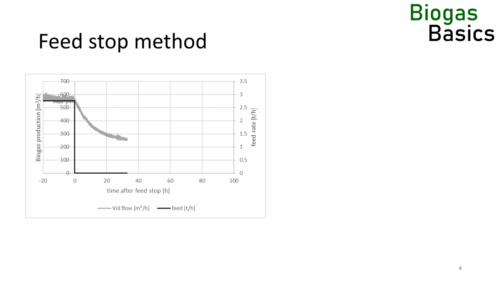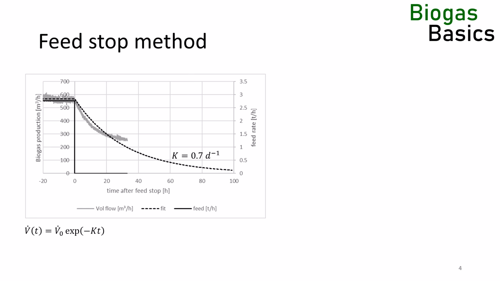Let's try to fit that decay with a first-order approach. I won't go into the details of the substrate balance now. We start with a very simple model. The biogas production, V dot, is the initial biogas production, V dot 0, times an exponential decay term, and that term contains the reaction constant. And we see that the fit is not very good. At the beginning, the real decay is faster and later slower. It seems like the gas production does not decay towards 0, but towards a positive term.